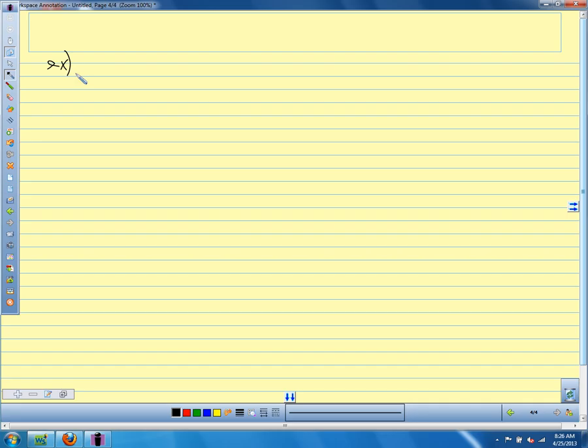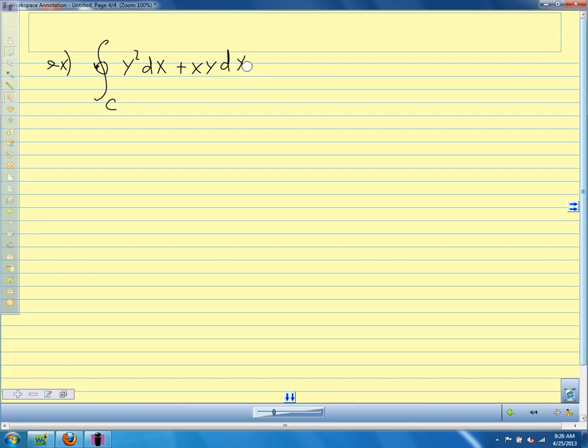So the clue that you're going to want to try to use Green's theorem is first that we have a line integral around a closed curve. So we have a line integral around C of y squared dx plus xy dy. The other clue is that the problems they'll give you present the line integrals in differential form. That's kind of a hint that you might want to use Green's theorem.